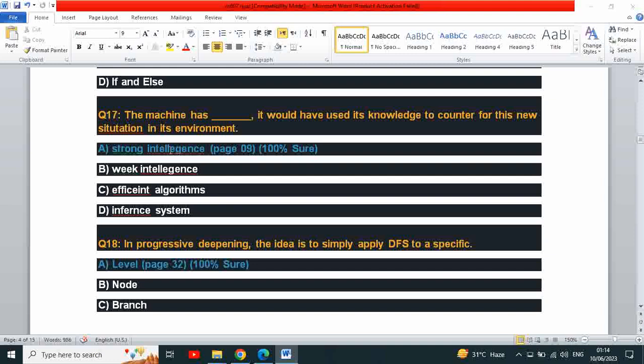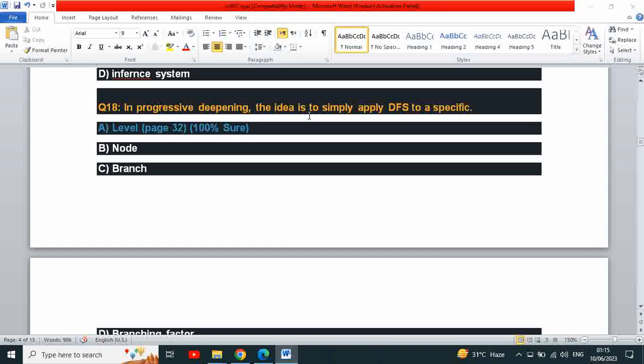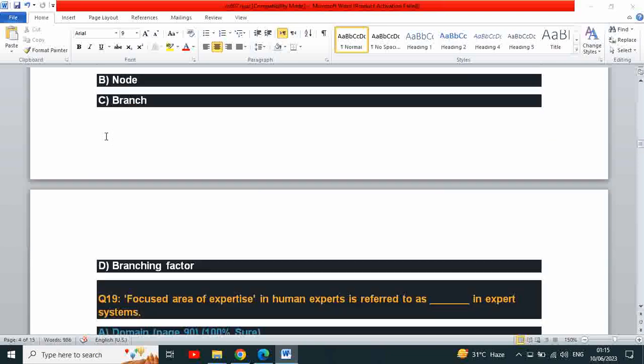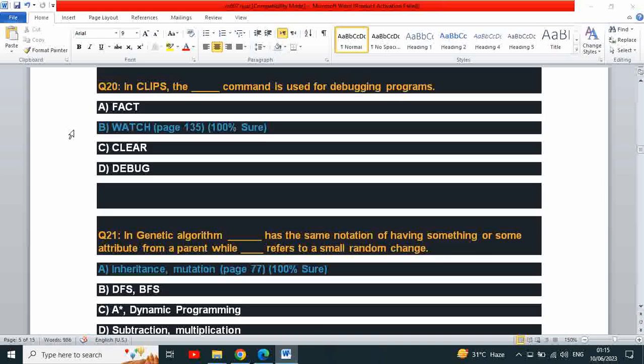If a machine has strong intelligence, it would have used its knowledge to cope with the new situation in its environment. In progressive deepening, the idea is simply to apply DFS to a specific level. Focused area of expertise in human expert is referred to as domain in expert system. In CLIPS, the watch command is used for debugging programs.